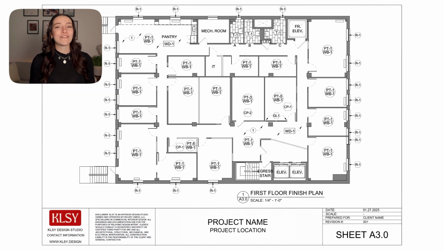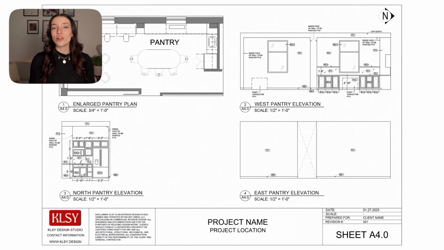Next up, we have our finish plans, which show all of the architectural finishes in the space, like flooring, wall base, paint colors, and ceiling types. These finish symbols correlate to the finish schedule, which we will see later on in the CD set. After that, we have all of our elevations, sections, and detail drawings in that order. These drawings will show more information about finishes.